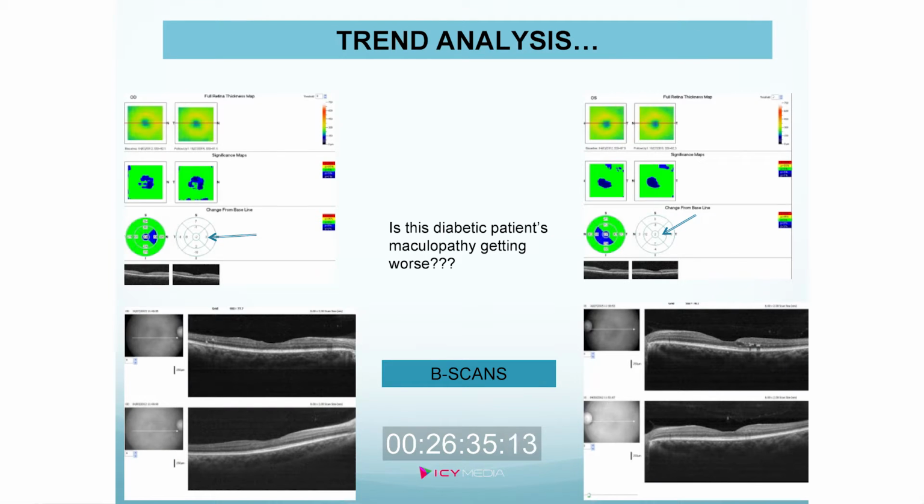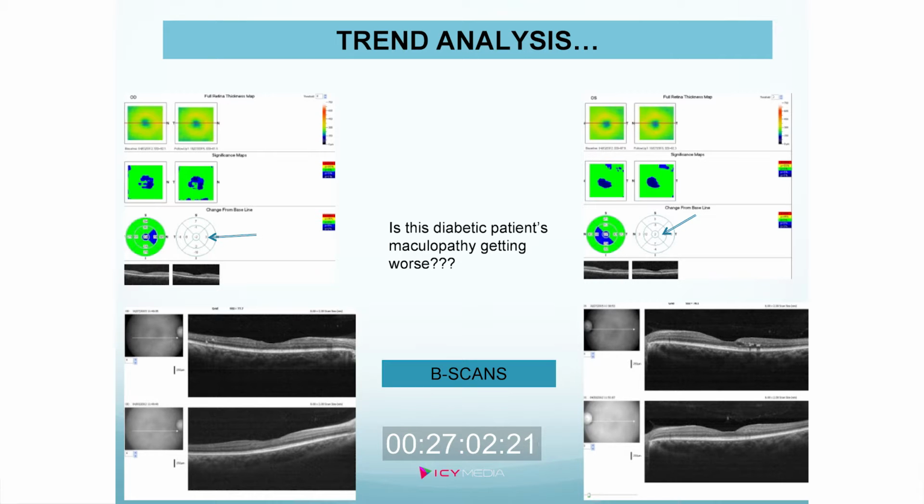What else can the OCT provide us with? What other specialized testing? It can give us a trend analysis, looking at change over time. In every single segment of the printout, it can show us the thickness map and how it's changed over time. It can show us on a significance map whether that area is still deviating from normal, and on a micron scale, how far it is deviating.